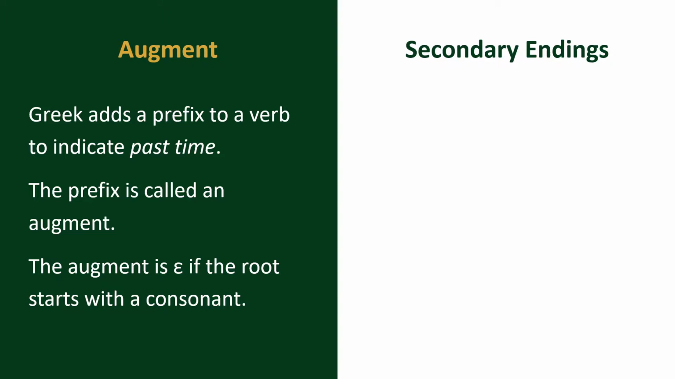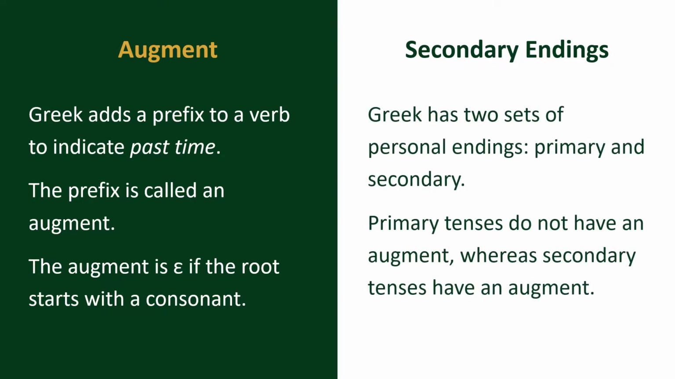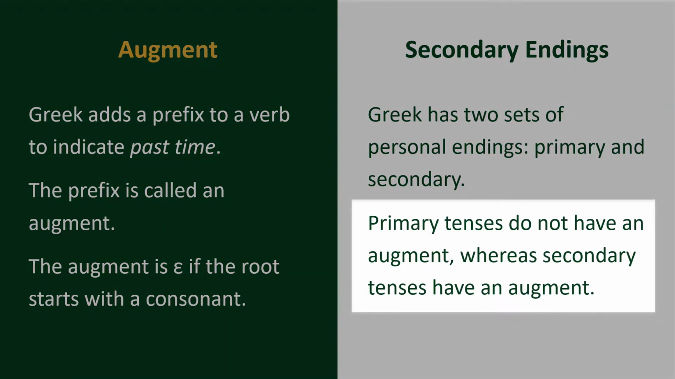Since the imperfect is a past tense, it uses the augment. The imperfect also uses secondary personal endings. Greek has two sets of personal endings, primary and secondary. Primary tenses do not have an augment, whereas secondary tenses have an augment. Since the imperfect is a past tense, it uses the augment, and since it uses the augment, it's a secondary tense. Therefore, it uses secondary personal endings.